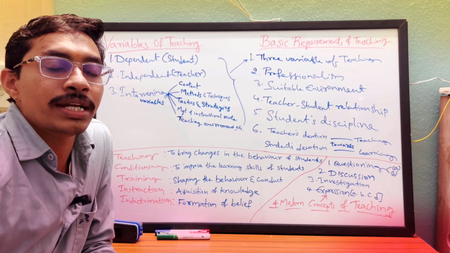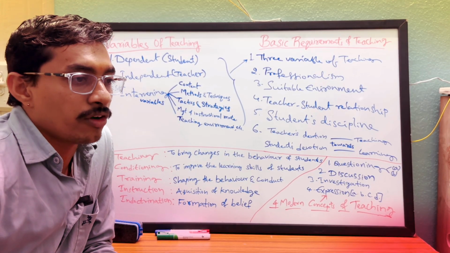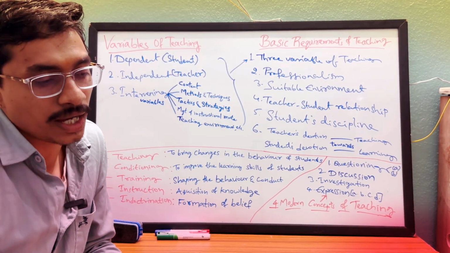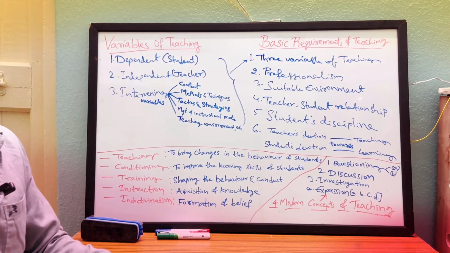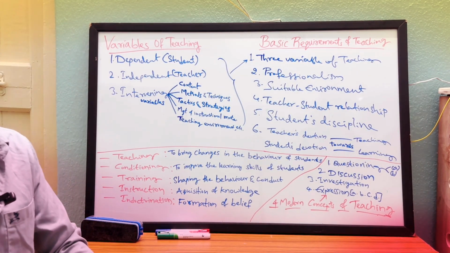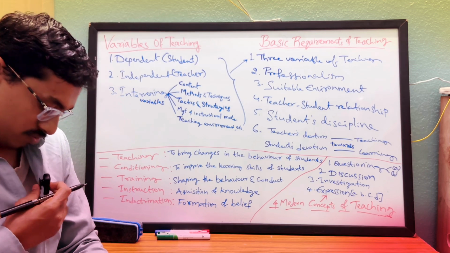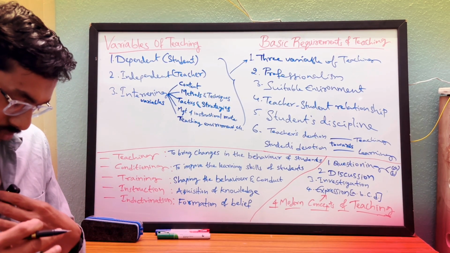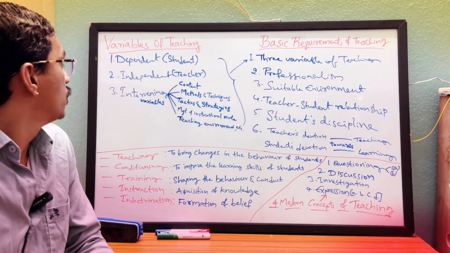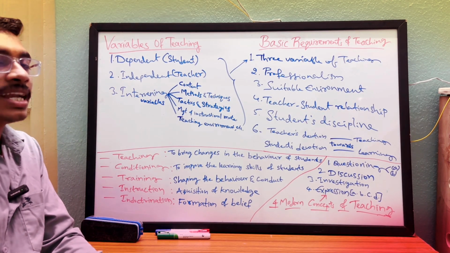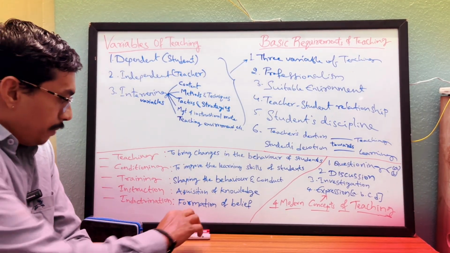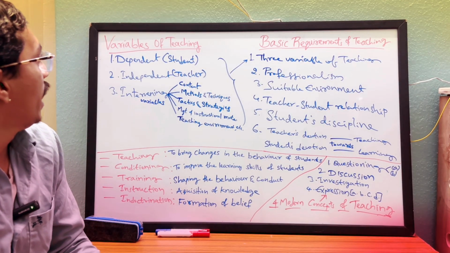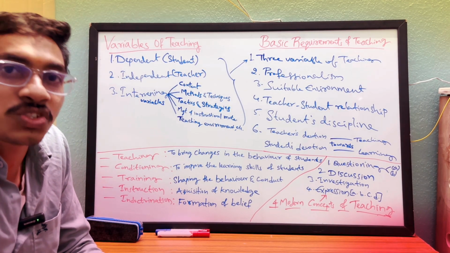We have already completed levels of teaching in the previous video: MLT, memory level, ULT, understanding level of teaching, and RLT, reflective level of teaching. So now we are moving into the next topic, which is the variables of teaching. Under variables of teaching there are three variables: dependent variable, independent variable and intervening variables. Here, the dependent variable is the student, obviously.